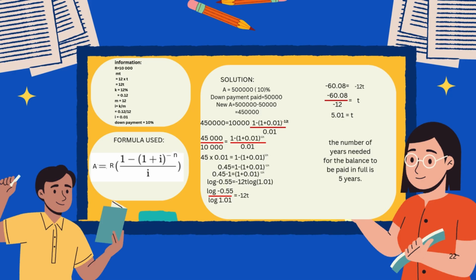Then we will leave negative 12t on our right side, and we will take log 1.01 to the left side, so we can divide it with log negative 0.55. After divide, we will get negative 16.08 equals to negative 12t. Now we will take negative 12 and move it to the left side, so we can divide it with negative 16.08. And finally, after divide, we will get 5.01 equals to t. So our t will be 5 years.